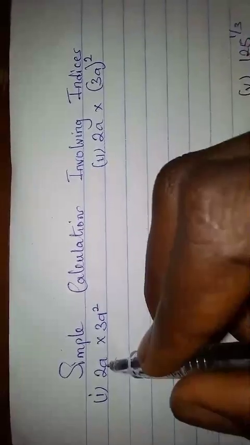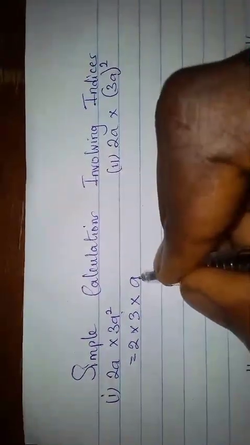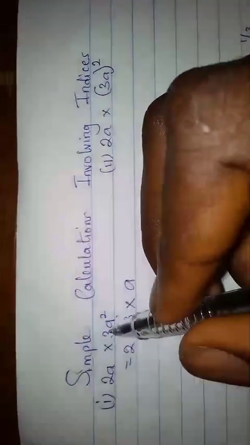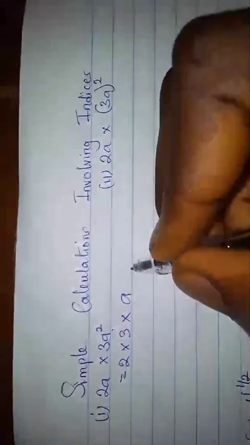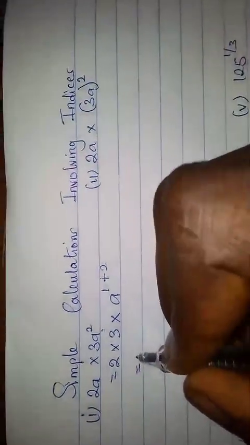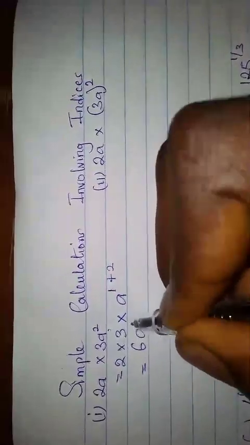So starting with the first question, we have 2a times 3a squared. First we'll multiply the digits, 2 times 3, then since we have a common base, we'll just copy the base a. In the laws of indices, whenever we multiply with the same base, we add the powers. So we have a to the power of 1 plus 2, and that will give us 6a to the power of 3.